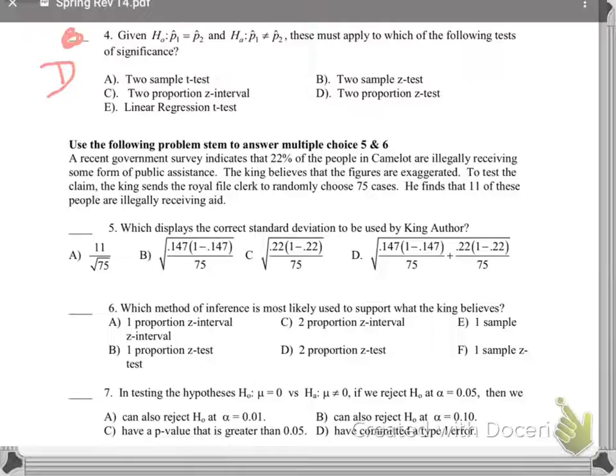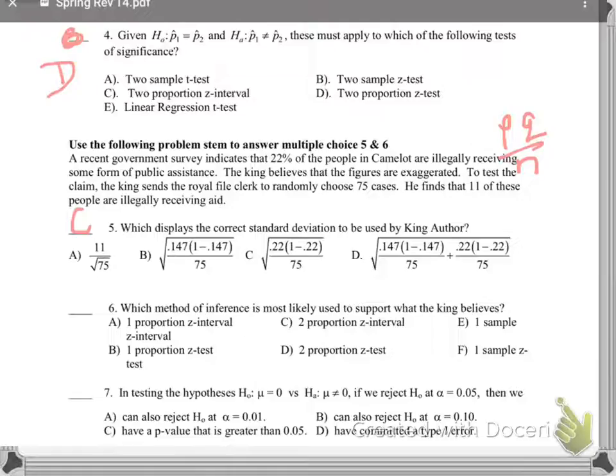Okay, let's go again here to Camelot. We have 22%. We have 75 cases, and he found that 11 of these people are receiving aid. All right, so let's go back down to where my standard deviation is. Remember, it's going to be P times Q divided by n, and P is 0.22. So my answer is going to be C.